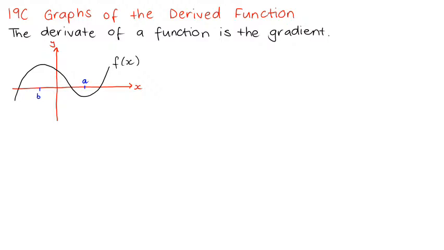Now when you're trying to work out how to graph the derived function, you basically look for the points in the graph where you have a zero gradient, and then the points where you've got a negative gradient or a positive gradient. So if x is less than b, is the gradient positive, negative, or zero? Good, it's this part of the graph here, and that's a positive gradient.